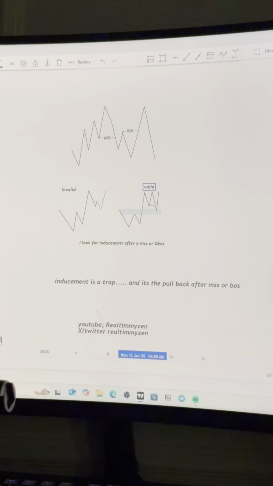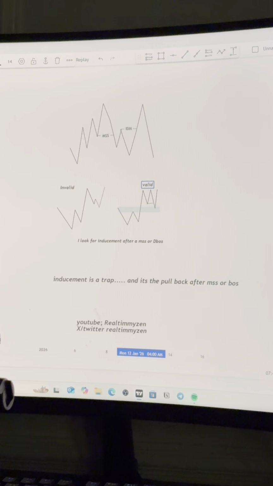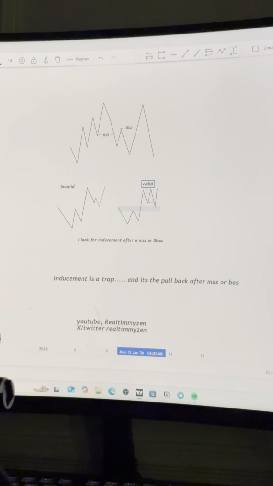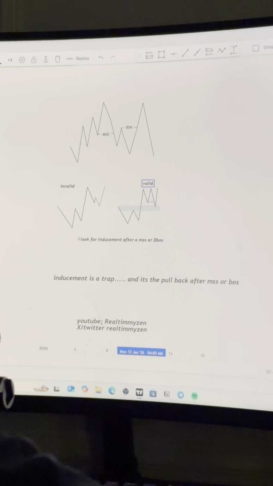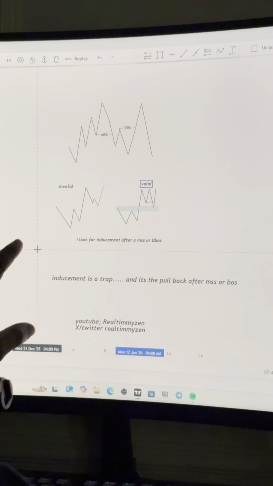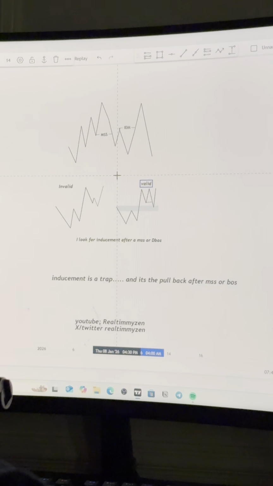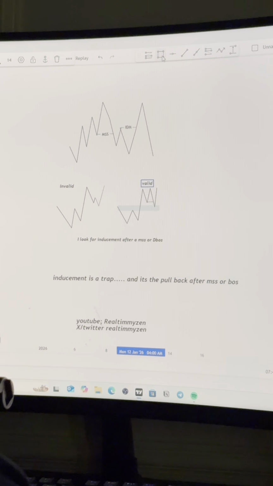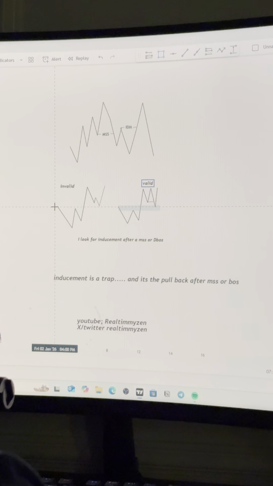This is a new year. You should see changes in your life. So write this thing down. This is how I look for trade, and this is how I take my entry. And I'm going to show you an example of how I take this kind of entry. Now let's mark this inducement. Why is it invalid?